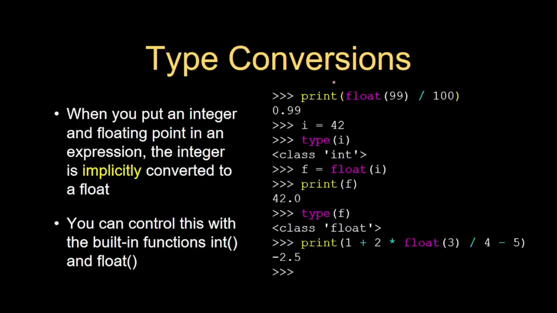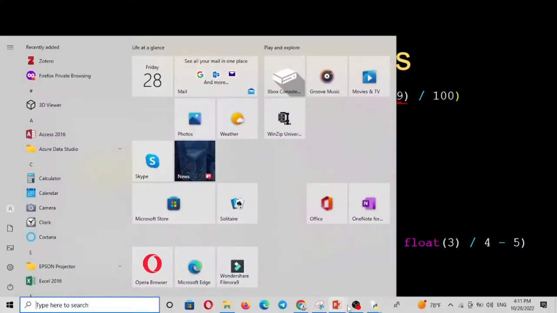So, type conversion in Python, or casting from one data type to another data type. Let us see here. Print float of 99 over 100, meaning 0.99. By default 99 is an integer, so when we cast or convert it to float, the output should be 0.99. Let us see a practical example in our IDE.